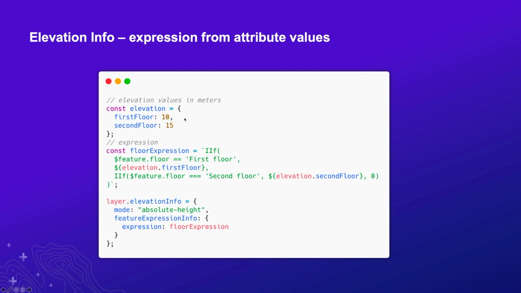And in our example with the train station, let's say we have 2 floors, and the first floor should be at the height of 10 meters and the second floor at the height of 15 meters. We can define this floor expression here, which is an Arcade expression, that if the floor attribute of the feature is first floor, then take the elevation of 10 meters. Otherwise, if it's the second floor, take the elevation of 15 meters. And if none of these conditions are met, then just set it to 0. And then once you set it in the elevation info, these values will be passed on to the features.